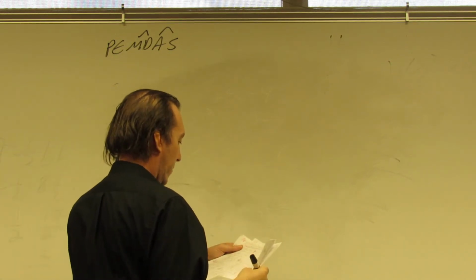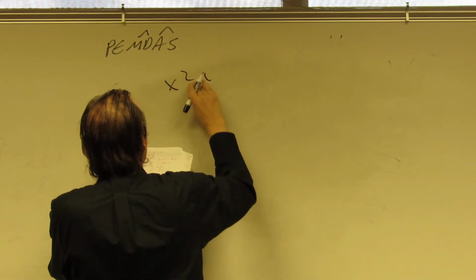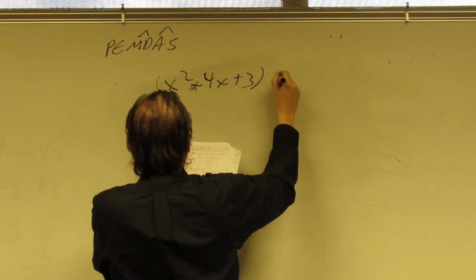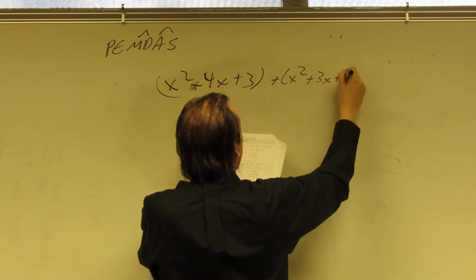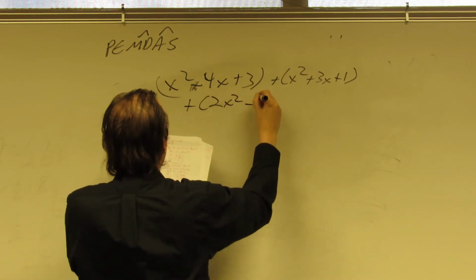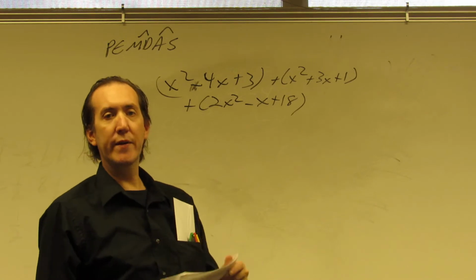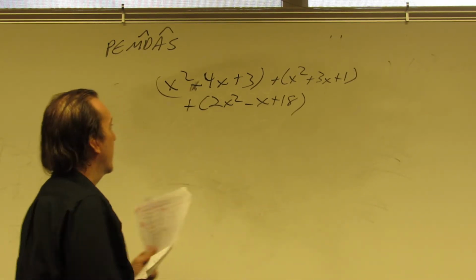Next, we're going to have something like x squared minus 4x plus 3, plus x squared plus 3x plus 1, plus 2x squared minus x plus 18. So they're all pluses, so we just need to get rid of the parentheses, and I'm going to rearrange them so that we have like terms together.